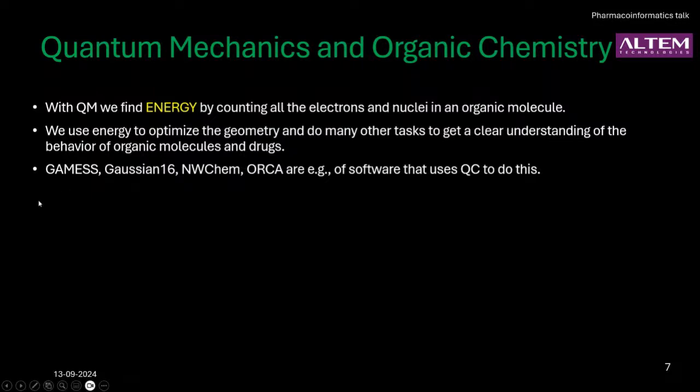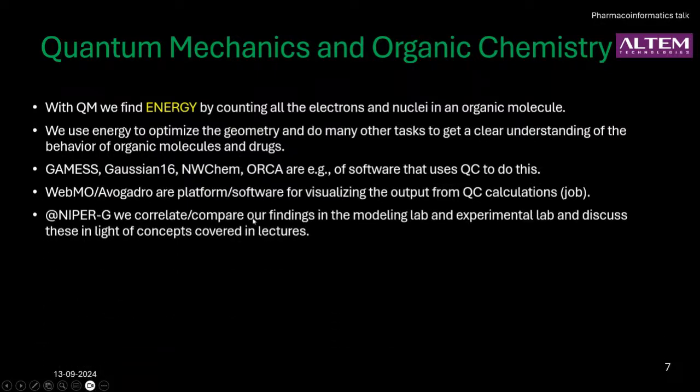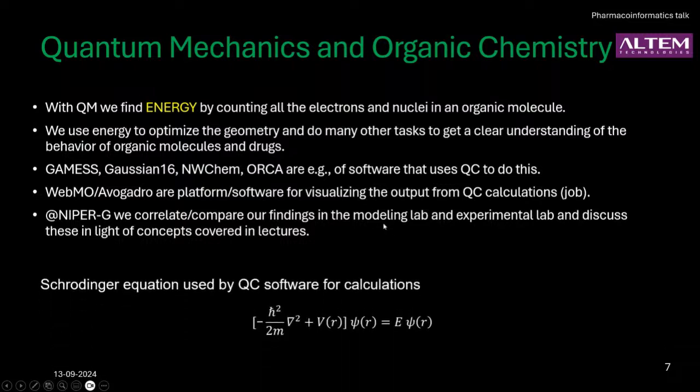Here are some of the popularly used software packages. Some of them are open source, some are commercial. You could use them to do quantum chemical calculations. And you could also use other visualizing tools like WebMO, Avogadro, and Discovery Studio and Altair people. They also provide a lot of visualization tools for getting these tasks done. So at NIPER, we use these tools for teaching our students and also for doing our research work.